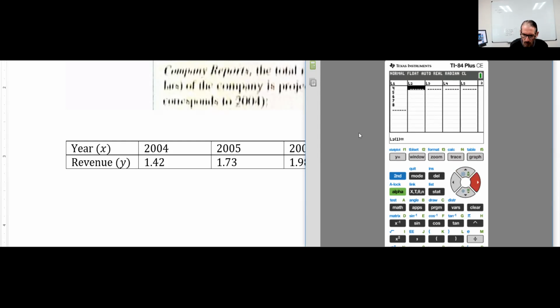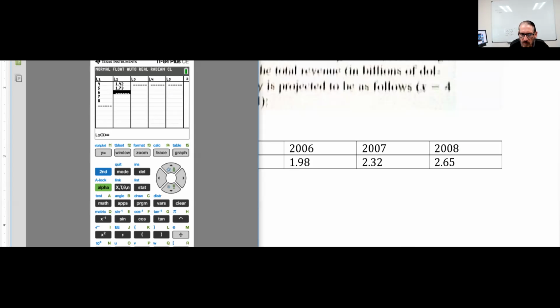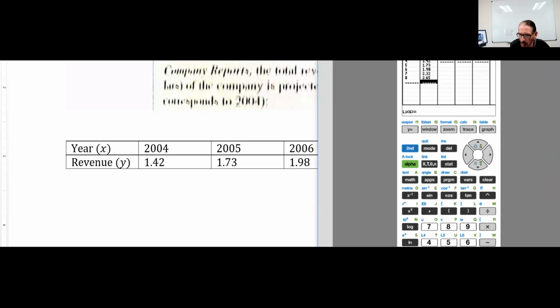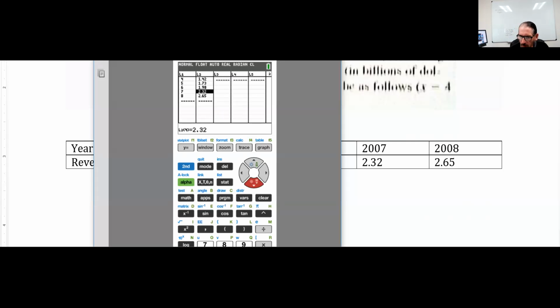All right, and then the revenue in billions of dollars, 1.42, 1.73, and then I've got to move this to see the rest. Let's see here, 1.98, 2.32, and 2.65. Double checking. Just press the down arrow and be back at the top. 1.42, 1.73, 1.98, 2.32, and 2.65. All right, all is good.